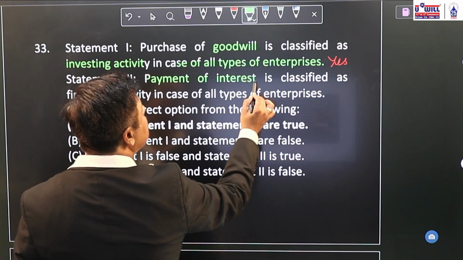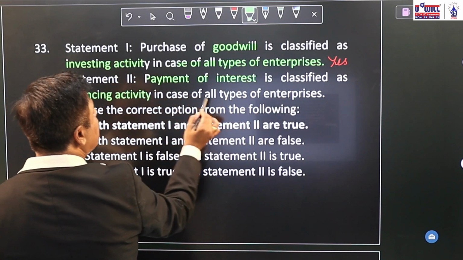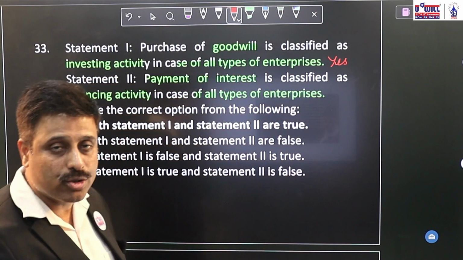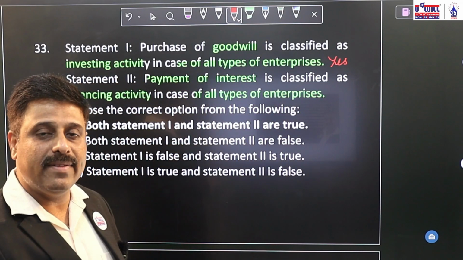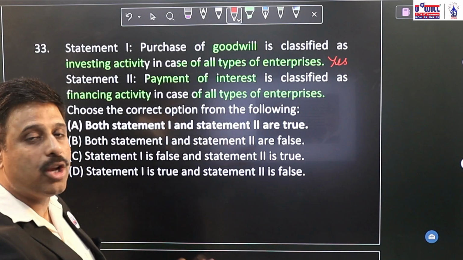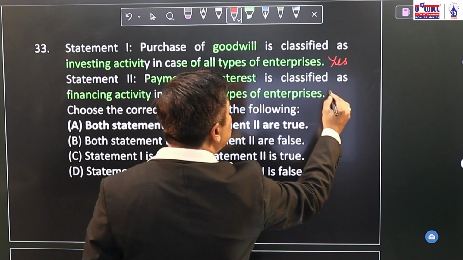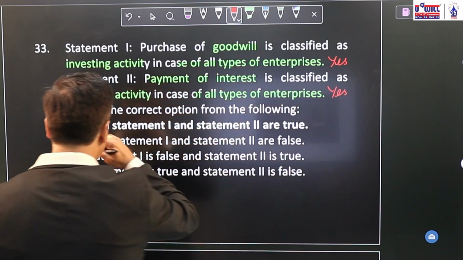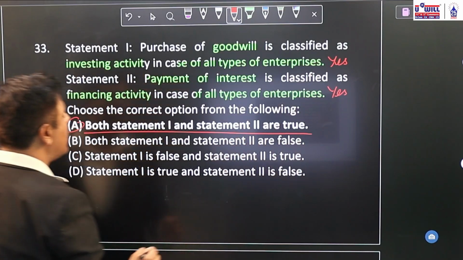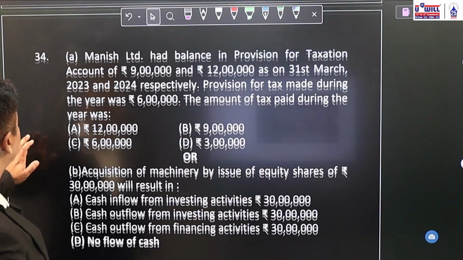Payment of interest is classified as financing activity in all types of enterprise. Yes, I discussed this in few previous questions also. Payment of interest and dividend is always taken as financing outflow, whether it is a financial or non-financial enterprise. So both the statements are correct. Means option A, both the statements 1 and 2 are correct, true.